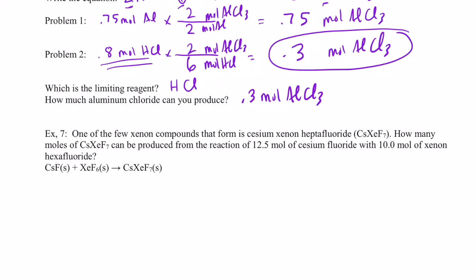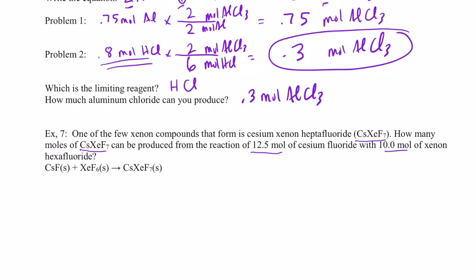Okay, so one of the few xenon compounds that form is cesium xenon heptafluoride. So this compound right there. How many moles of cesium xenon heptafluoride can be produced from 12.5 moles of cesium fluoride and 10 moles of xenon hexafluoride? So why don't you take a minute and see if you can do this problem, then come back and see how you did. See you in a second.